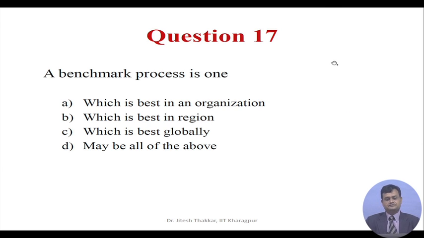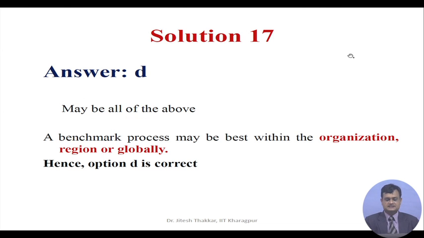Question 17, a benchmark process is one, A, which is based in an organization, B, which is based in region, C, which is based globally, D, may be all of the above. So, the correct answer is D, all of the above, as the benchmarking process may be based, you can find it within the organization or within the region or globally, and hence we are always looking for the best alternatives available or best practices available from where we can improve our processes or products.